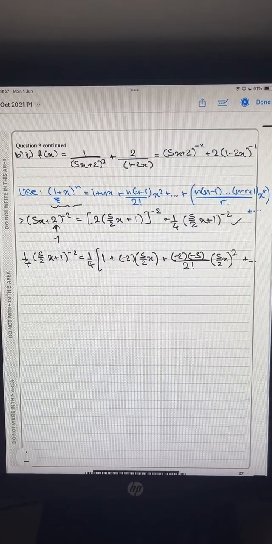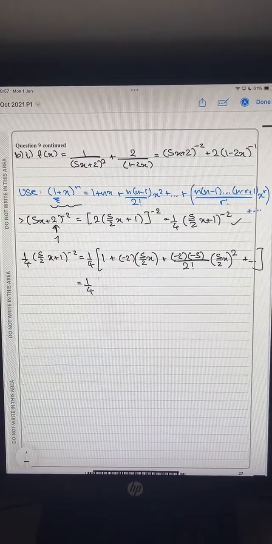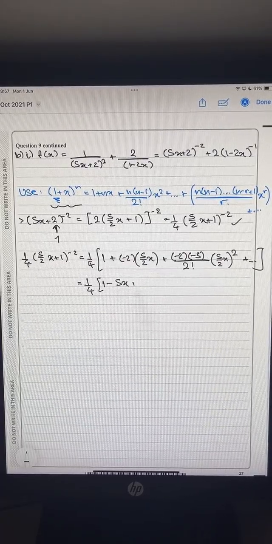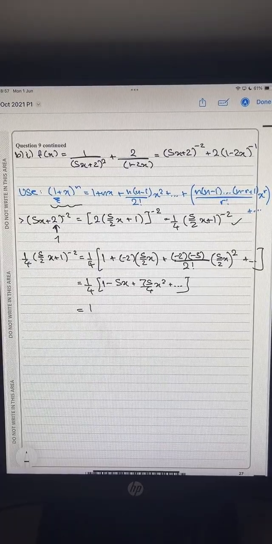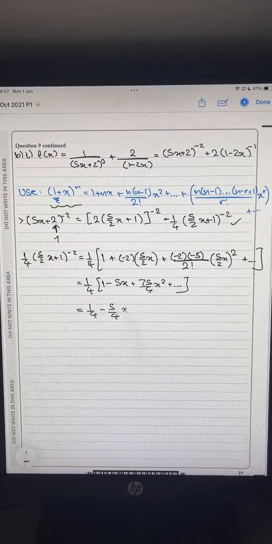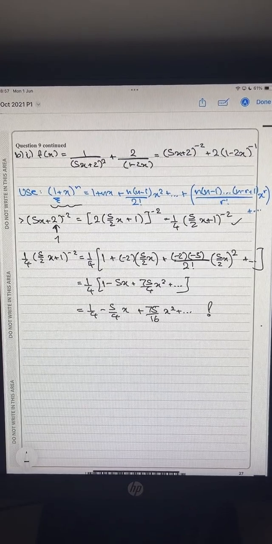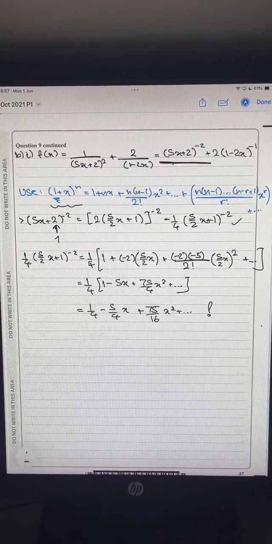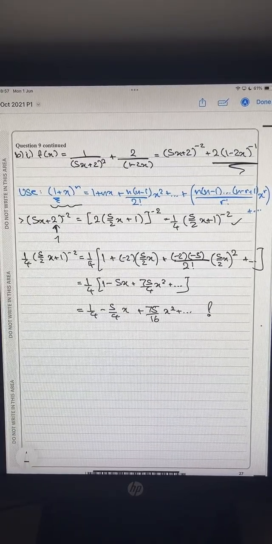And then I just keep going. I don't really care about what follows because I just need up to the x squared term, and I've already got that here. So then if I just evaluate what's inside my square brackets, I get 1 minus 5x plus 75 over 4x squared plus and so on. And then I just need to multiply through by 1/4, and I have 1/4 minus 5 over 4x plus 75 over 16x squared plus and so on. And this is my first part of the expansion done for this term up here, up to the x squared term. Now I need to expand this second part out here.